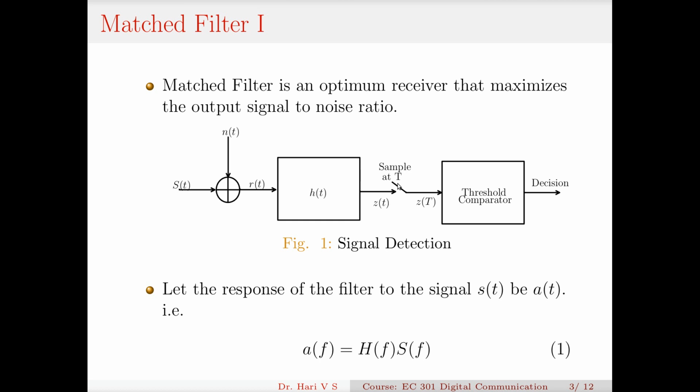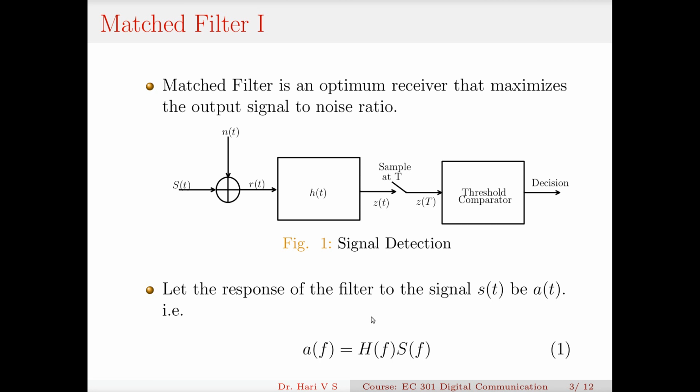Now what happens is I sample at every T interval, every symbol interval, and take one value, that is z(T). Then we use some threshold comparison to get a value of the bit received. You make a decision approximating the bit that is transmitted. Now it is to be proved that this h(t) should be matched with my s(t). That is the concept of a matched filter.